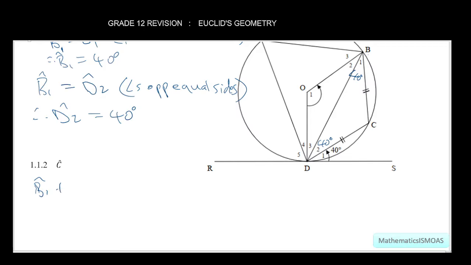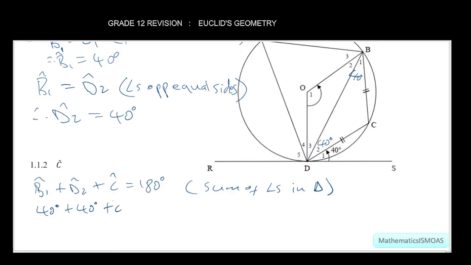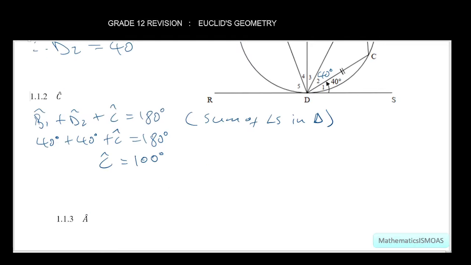Then we can say angle B1 plus angle D2 plus angle C will be equal to 180 degrees. Reason, these are sum of angles in a triangle. Then what is B1? 40 degrees plus D2 40 degrees plus angle C is equal to 180 degrees. Then solve for angle C and then we get 100 degrees. 180 minus 80, 100 degrees.